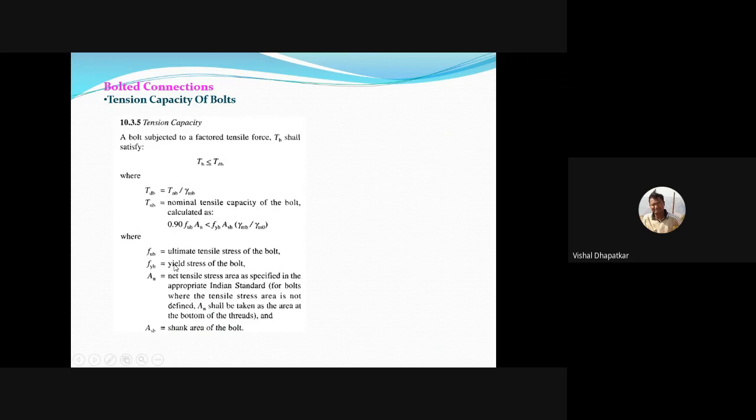When there is a tension in the bolt, before failure of the shank area, because we have more area available there, there will be a failure at the location of the threaded portion where the shearing edge is there. Due to tension, that threaded portion will yield first. So that's why we are considering the net area, and that should be less than yield stress of the bolt into shank area, multiplied by the factor of safety. So this is the tension capacity of the bolts.